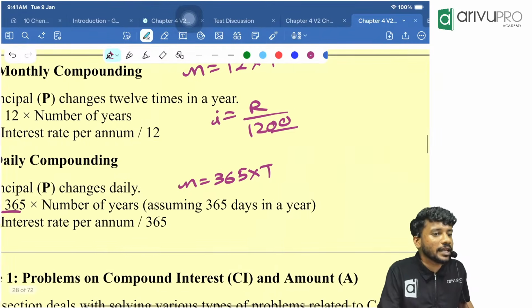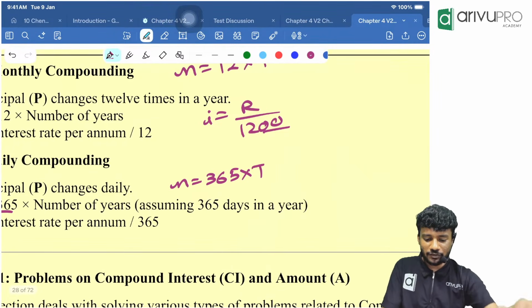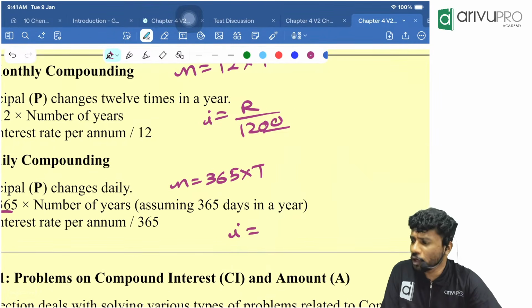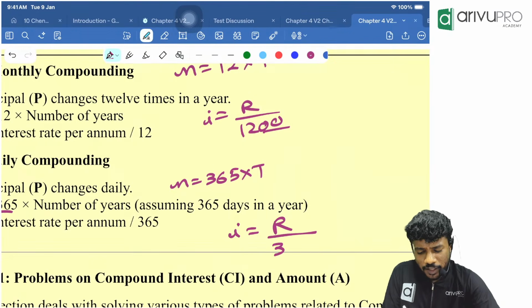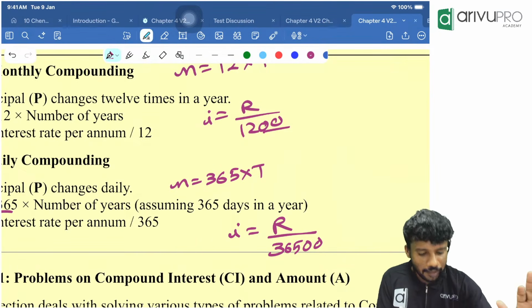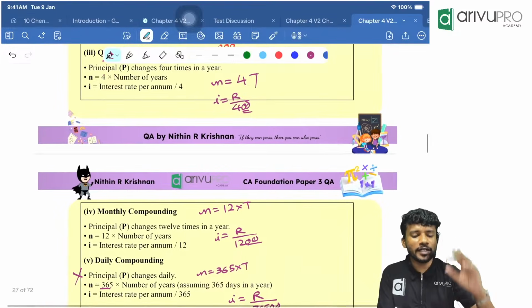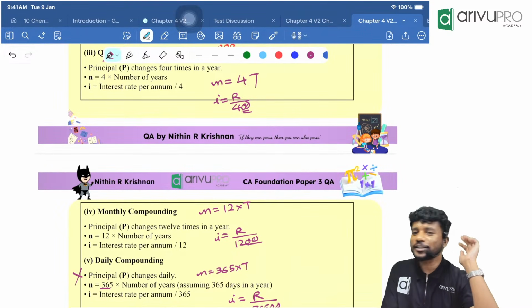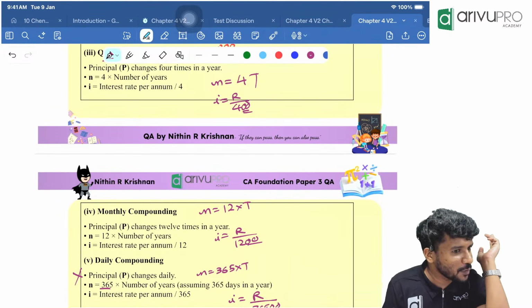For example, in a year, how many days are there? 365. Then I will be what? Can I say that is R divided by 365, because per day we need to divide them. This much is required to solve the questions. Otherwise, you will not be able to solve the questions.